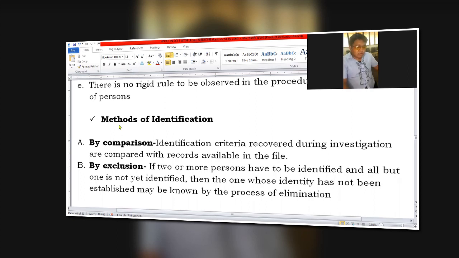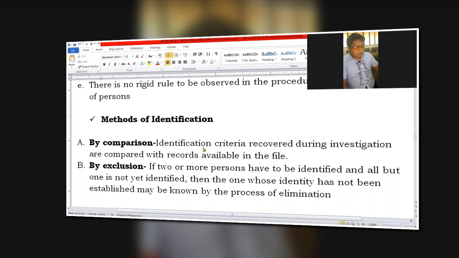There are other forms, just like in criminalistics or in other forensic sciences. But in this discussion, it is more on the medico-legal aspects of identification. So there are two methods. We have comparison. By comparison, you will be able to identify evidence and identify the suspect. You match available evidence and files in order to establish and prove something.